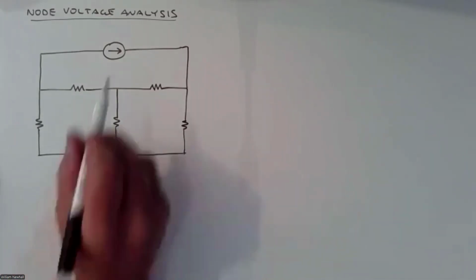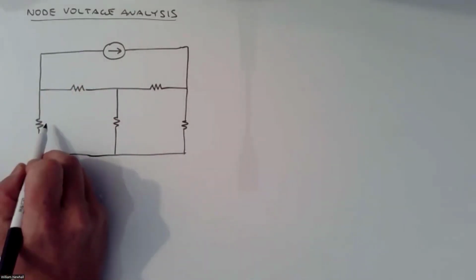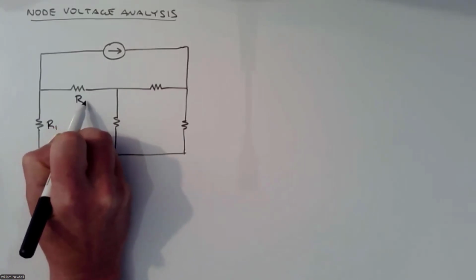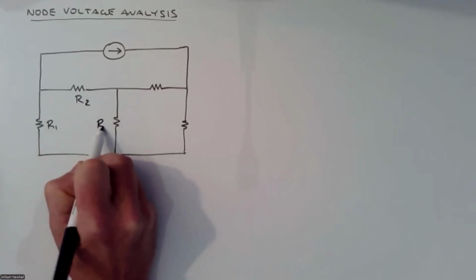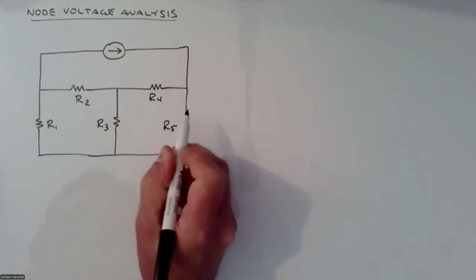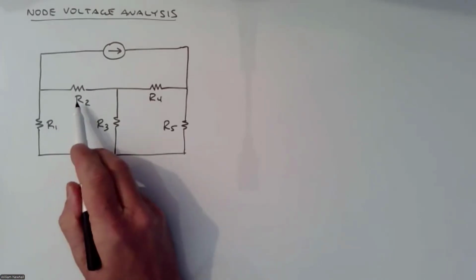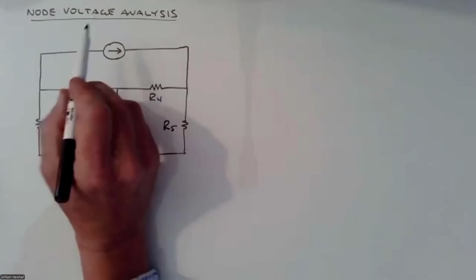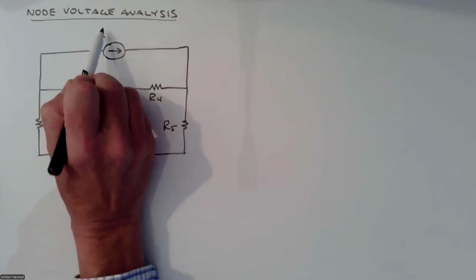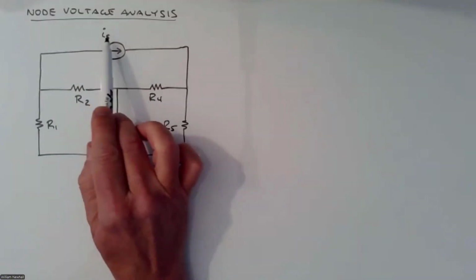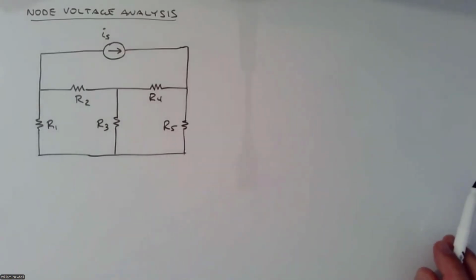Okay, so I have this circuit. Let's suppose you know all of the resistor values. So this is resistor R1, this is resistor R2, R3, R4, R5. So all those values are known. It might be 10 ohms, 20 ohms, 50 ohms, whatever. They're all known. And you have a current source, I sub S, and that current is known. It might be 2 amps or negative 4 amps, whatever the value is, but all of these values are known.